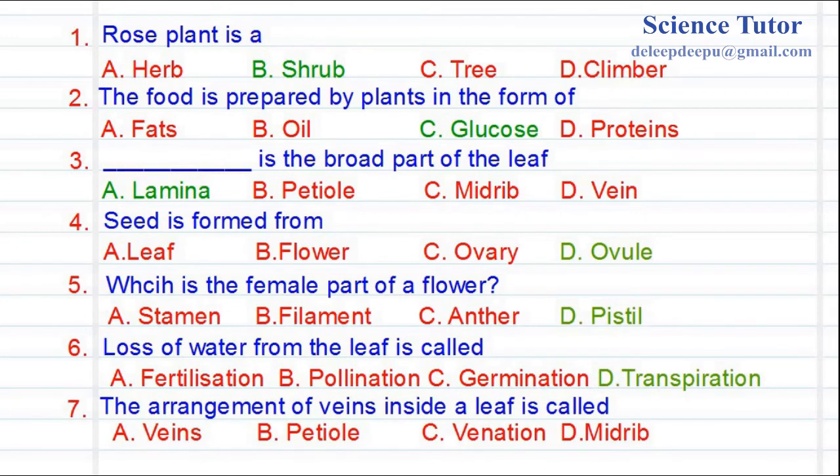Seventh question. The arrangement of veins inside a leaf is called veins, petiole, venation, or midrib. It's a direct question. The answer is venation.